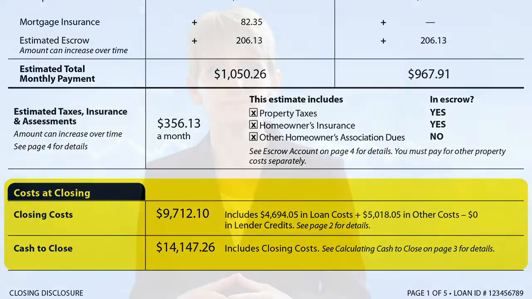Now that we've had an overview of page 1, let's move on to page 2, where the details really start to emerge. Page 2 provides a breakdown of the closing cost details and lists the loan costs paid by the borrower, seller, and other parties.